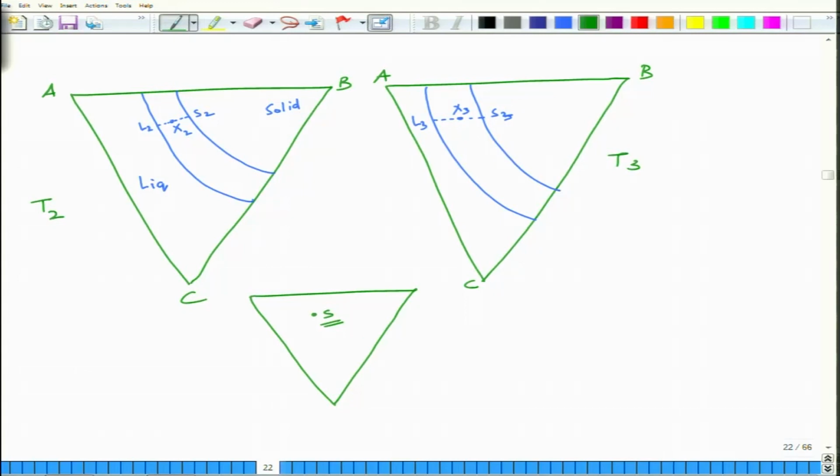So what I wanted to say was basically that you can determine the composition of two phases in equilibrium by using the tie line rule, applying the lever rule. You can determine the phase fractions, and you can visualize the solidification by drawing the isothermal sections and then looking at how the compositions are changing for the two phases.